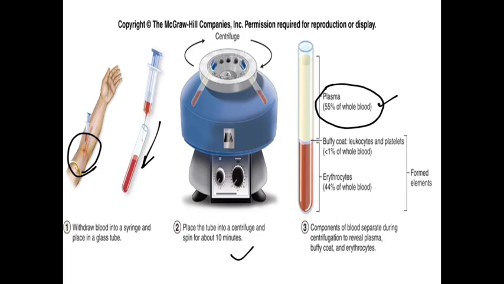It is primarily water. In the middle, there's a very thin layer called the buffy coat. That is where the white blood cells and the platelets will pellet out. The bottom will be the red blood cells, the erythrocytes. They're going to account for roughly 44% of the total blood volume.